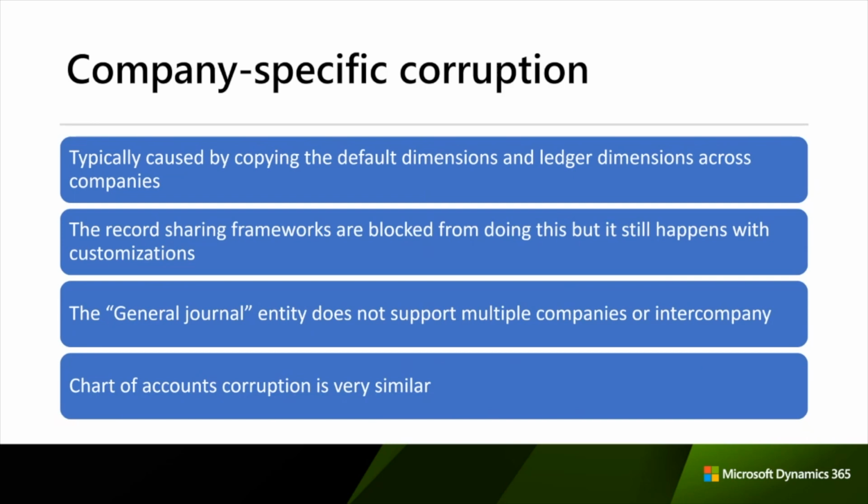The record sharing frameworks, such as cross-company data sharing, are blocked from doing this, but we have seen it still happening with customizations and with other ways. For reference, the general journal entity does not support multiple companies or intercompany. Now, the general journal form does support both of those, but the entity is one company only.